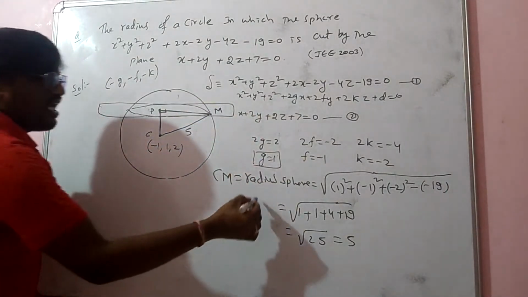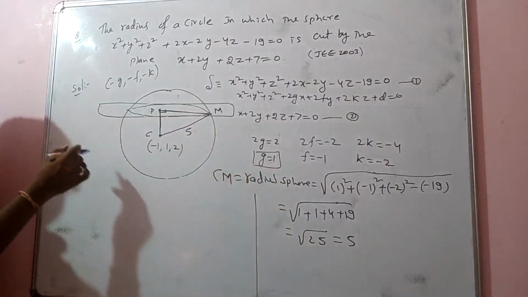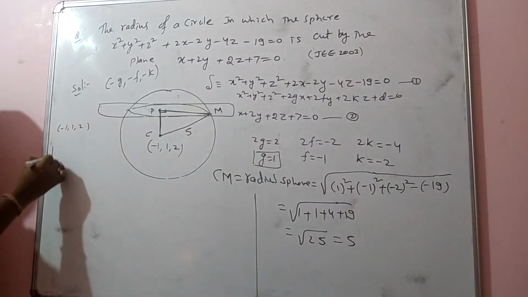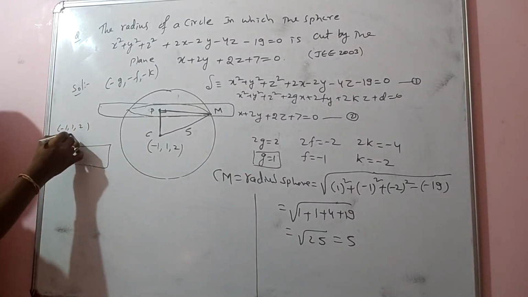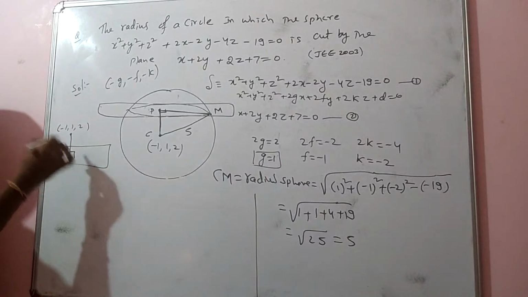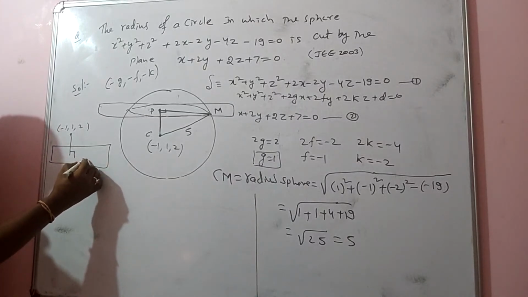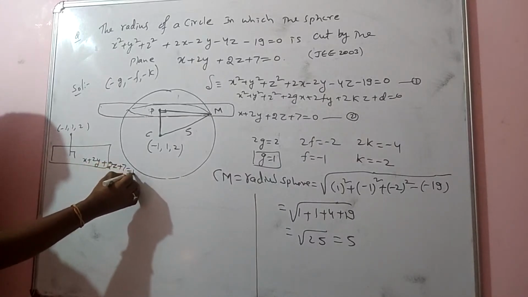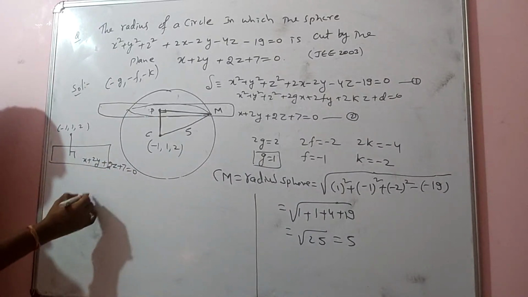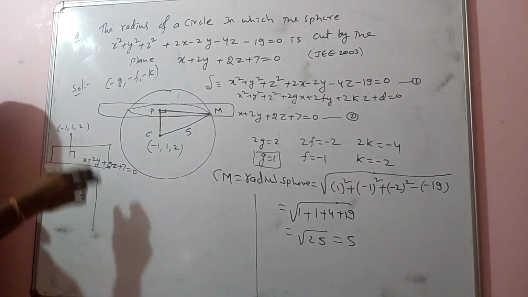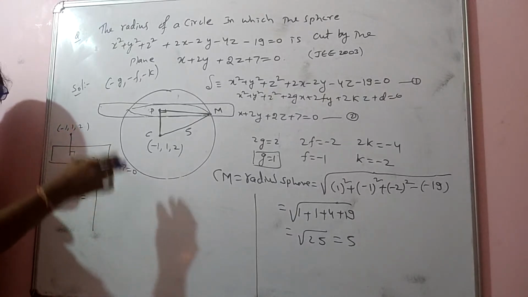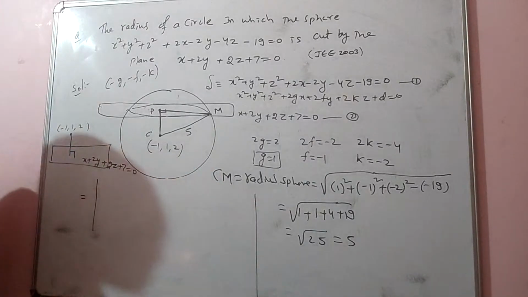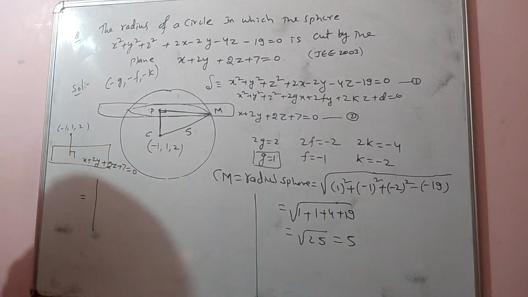Okay. And then what do I have to find here now? The perpendicular distance. Perpendicular distance from which point? From minus 1, 1, 2 to the plane. From this point to the plane, what is the plane equation? x plus 2y plus 2z plus 7 is equal to 0. How will you find the perpendicular distance? The formula is ax1 plus by1 plus cz1 plus d upon square root of a square plus b square plus c square. This is what we are going to use, right?